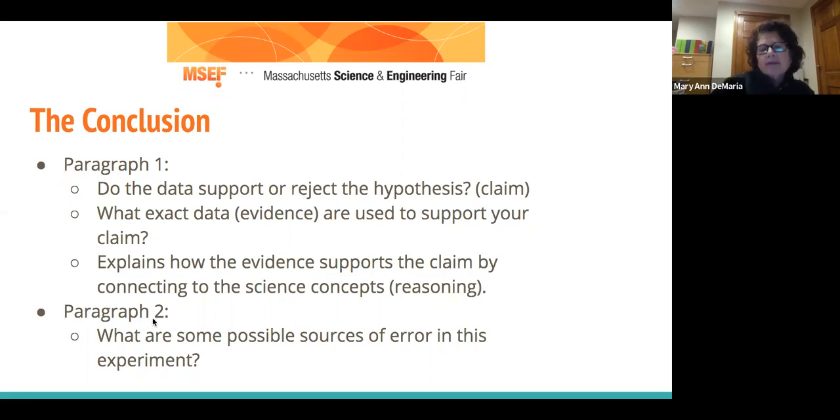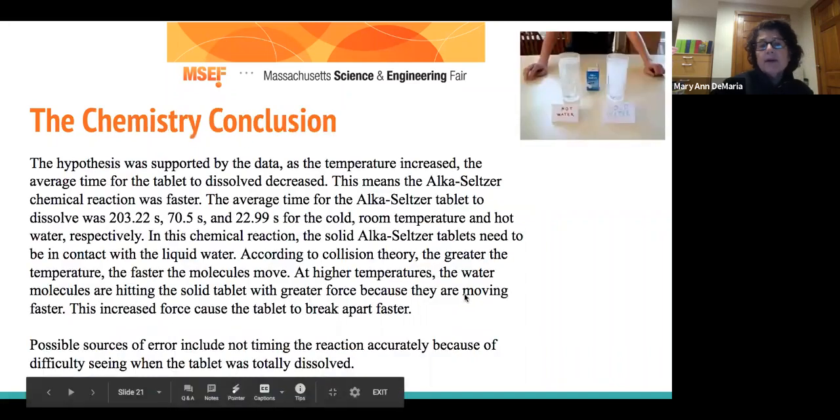Where I've simplified is the second paragraph. Paragraph 2 for me was always, what are some possible sources of error? And then how could you extend this experiment further? Now that you've got this answer, what could you do next? I kind of cut that out a little bit for this year, but I intend to always put that back in future years. But here are some examples.